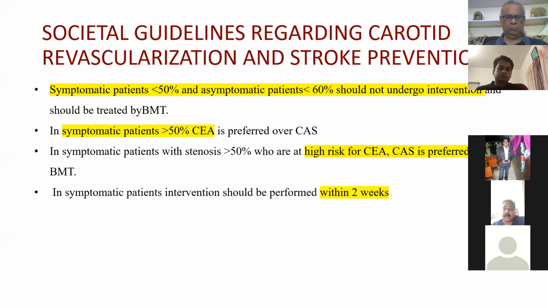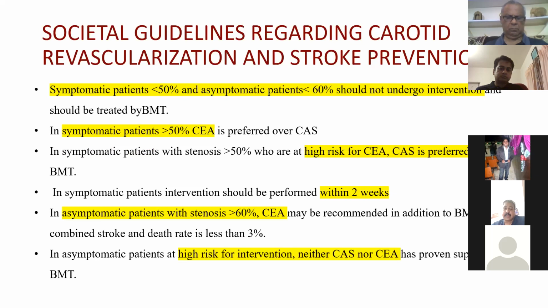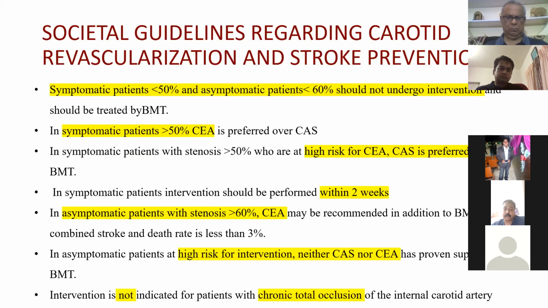If at all we have to do intervention, it should be within 2 weeks for symptomatic patients. In asymptomatic patients with more than 60%, CEA is preferred. And if asymptomatic patients are high risk, then it is better not to do either CAS or CEA, and put them on best medical treatment. In case of chronic total occlusion, intervention is not indicated. Thank you.